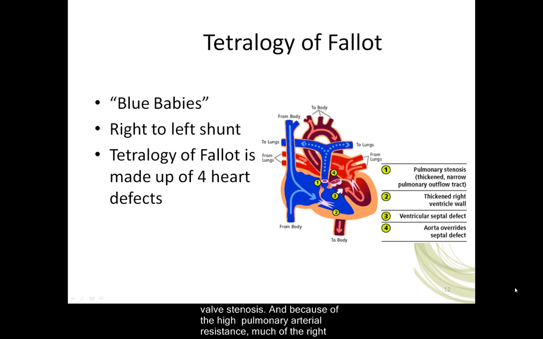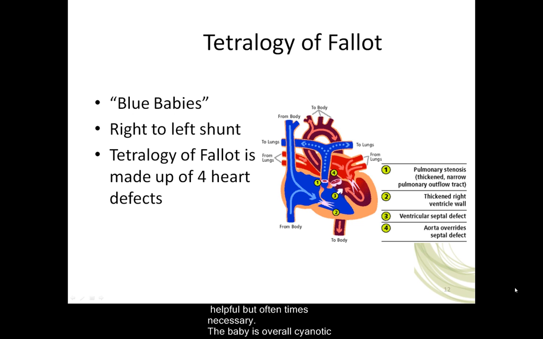And because of the high pulmonary arterial resistance, much of the right ventricular blood is shunted into the aorta. 4. Right ventricular hypertrophy occurs because the right side of the heart must pump large quantities of blood against the high pressure in the aorta. Surgical treatment of this condition is not only helpful, but oftentimes necessary.